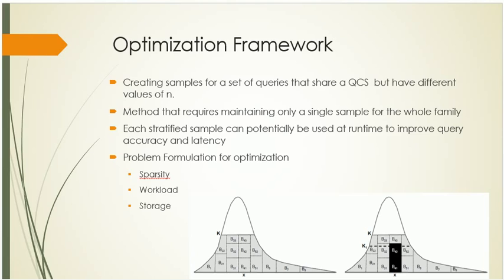However, each stored sample has a storage cost equal to its size, and the number of potential samples is exponential in the number of columns. As a result, we need to be careful in choosing the set of column sets on which to build stratified samples. We formulate the trade-off between storage cost and query accuracy as an optimization problem.